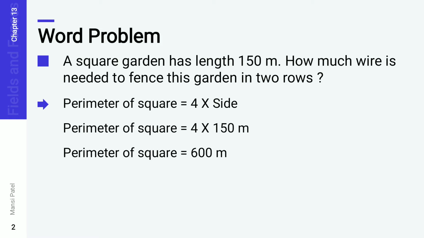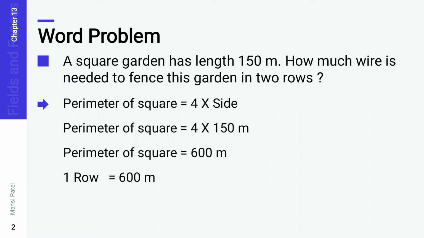This 600 meter is for one row only. How many rows do they want to make? They want to make 2 rows. Whenever you find the perimeter of any shape, that is for one round only, that is for one row only. Here we have to make 2 rows, that's why we have to use the unitary method. So one row is equal to how many meter? To make one row, 600 meter wire is needed.